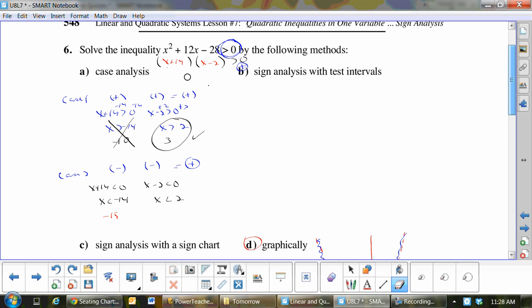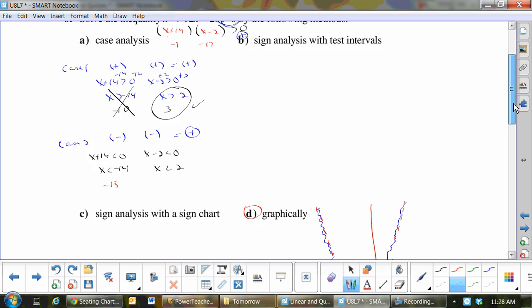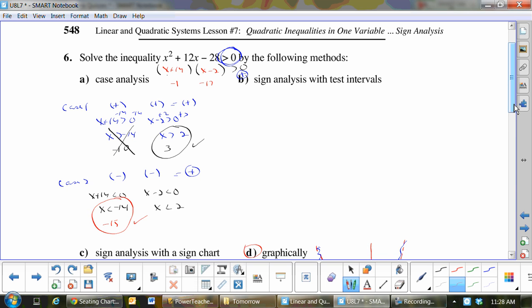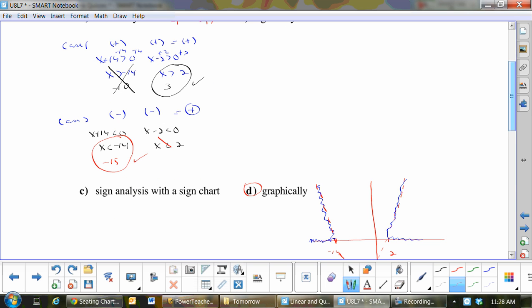So negative 15 plus 14 is negative 1. Negative 15 minus 2, negative 17. Negative 1 times negative 17. That's positive, right? So this one does work. And if you try a number less than 2, like 0, you will get a negative number. So you'll see this doesn't work. So this gives the answer when x is less than negative 14, when x is greater than 2.